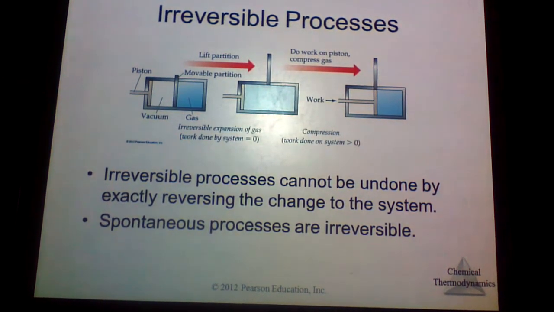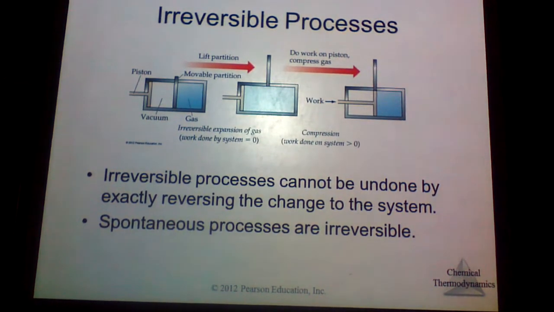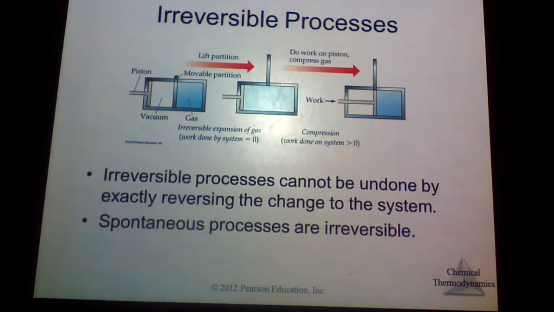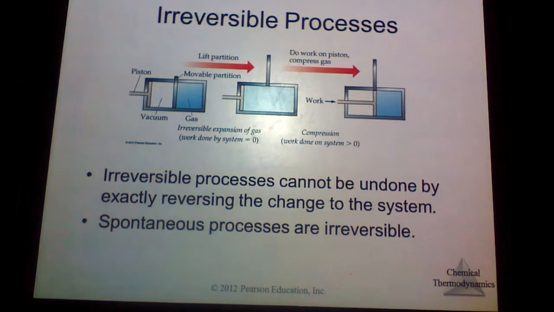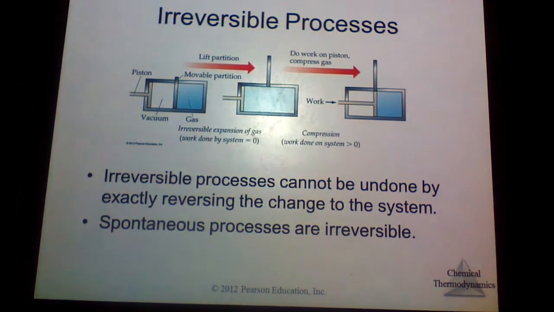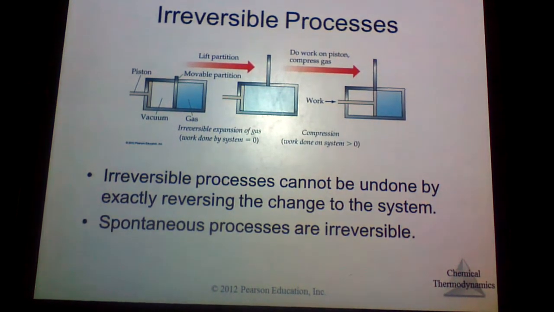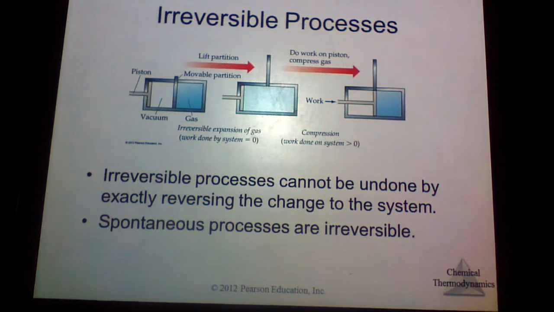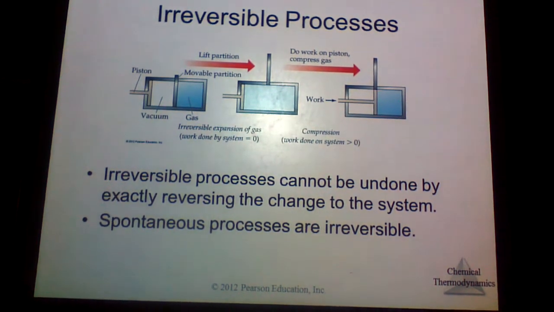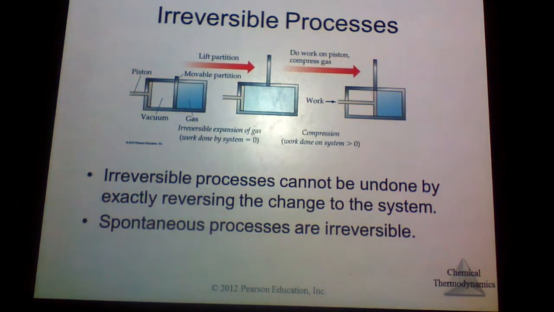So spontaneous processes, what we have found, are typically irreversible. Now, on this picture, we can think about an irreversible process. We have an expansion of an ideal gas at constant temperature. Also remember that constant temperature means that it's an isothermal process. Iso meaning equal, and thermal meaning temperature, so it's at a constant temperature.